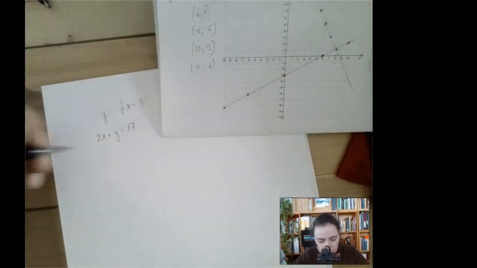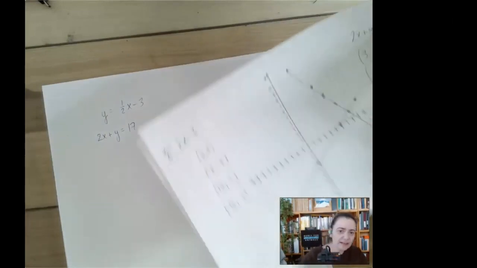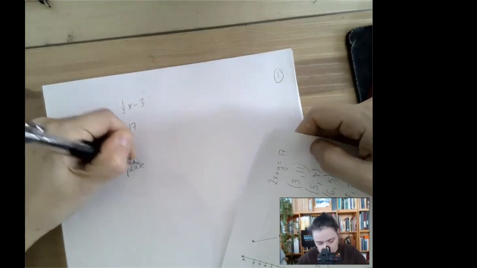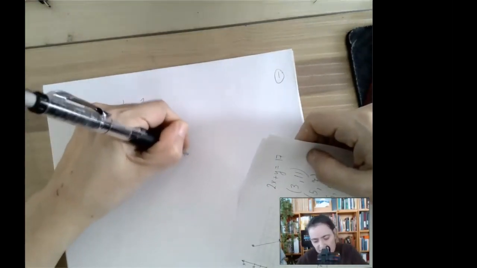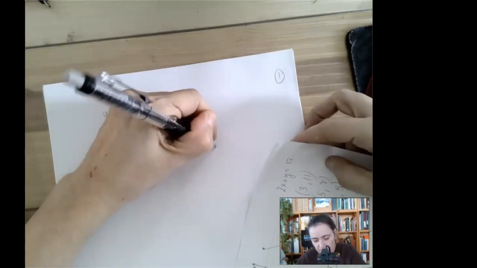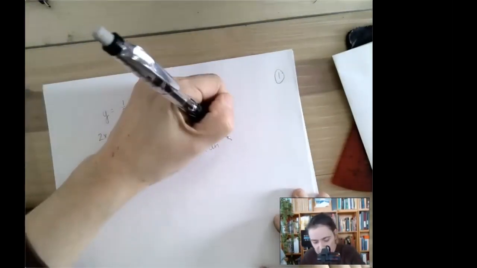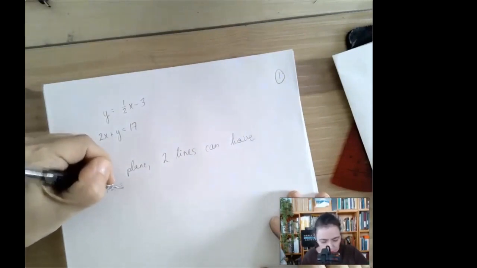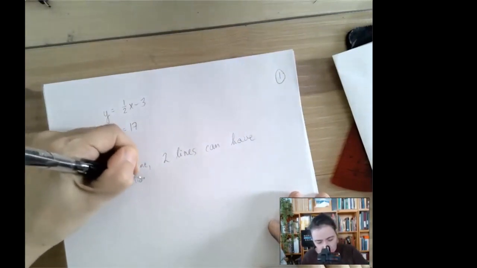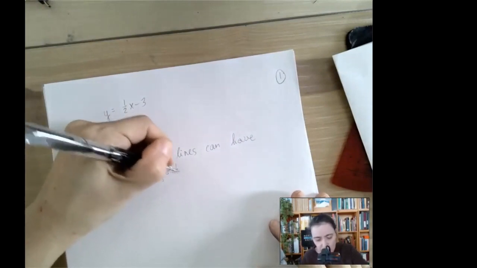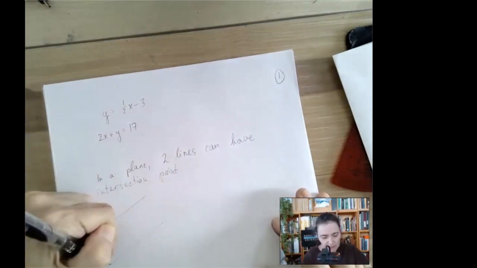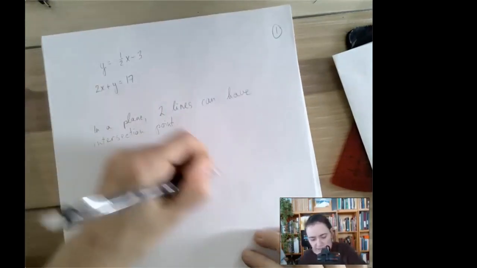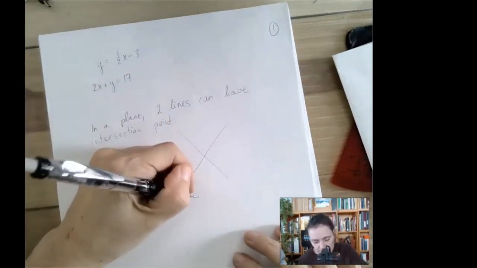So now let's run to geometry. In a plane, 2 lines can behave with respect to how many intersection points. Well, they could theoretically be parallel and then none, right? Most of the time, what we're going to see is what we have now is 1.